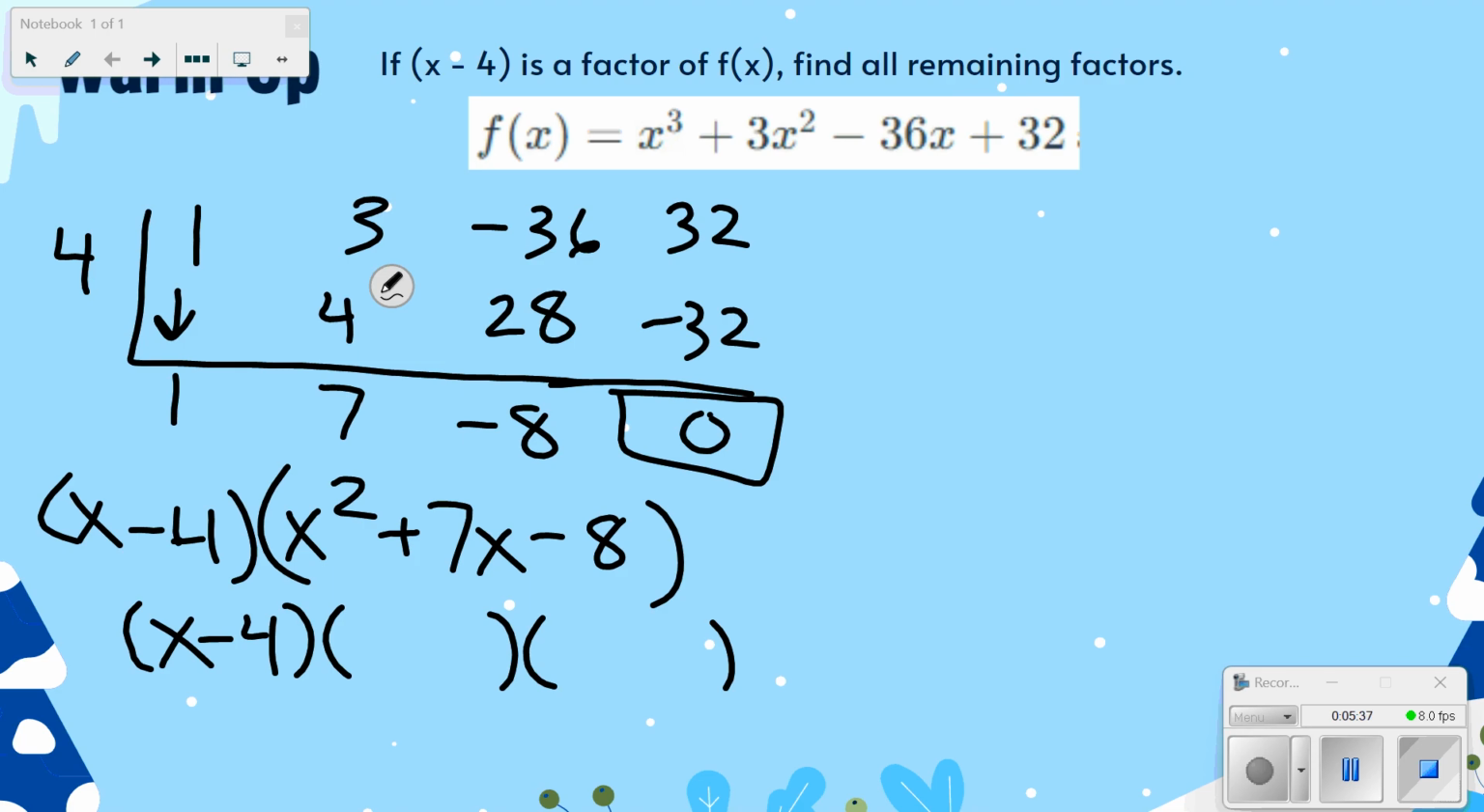X plus 1 or x minus 1 and x plus 8. Great. X minus 1 and x plus 8. There we go. So we have x minus 1 and x plus 8. That will multiply to negative 8 and add up to 7 for us.